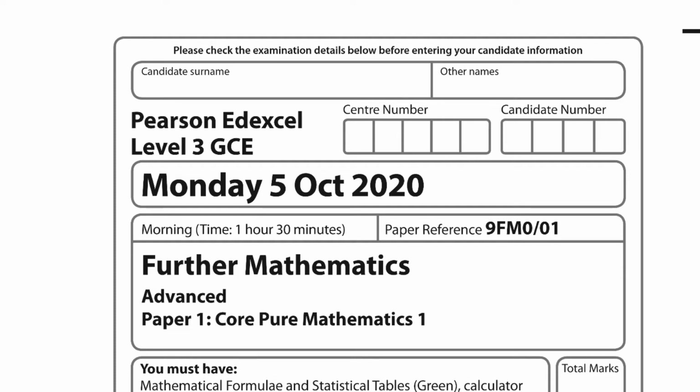Hi guys, this is the Edexcel A-Level Further Maths Paper 1 covering the core pure content, and it's from the October 2020 series.